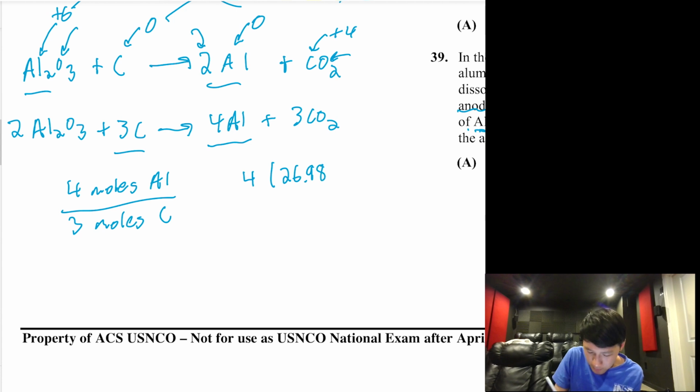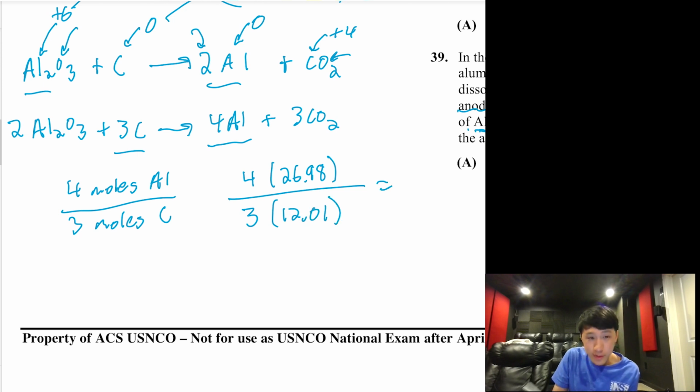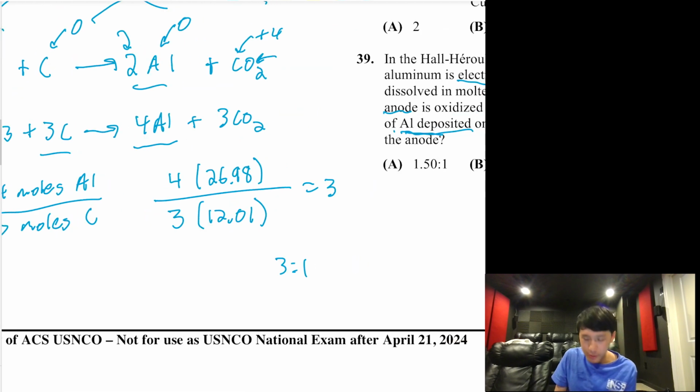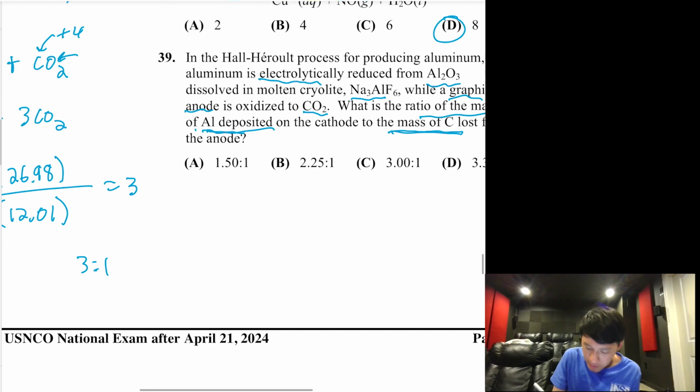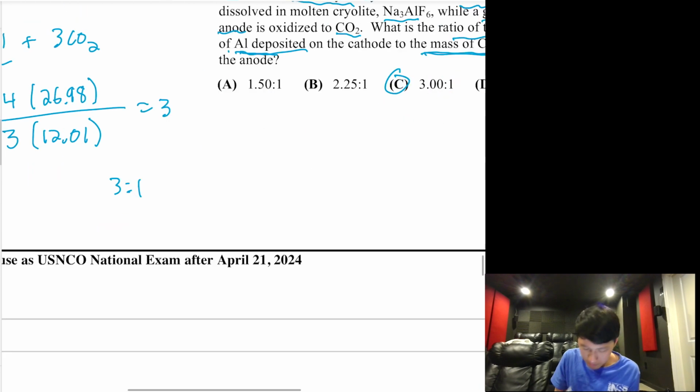26.98 grams per mole of aluminum. And then that's going to be divided by the 3 moles of carbon times the 12.01 grams per mole. And then when you compute this ratio, you get approximately 3. And so we have a 3-to-1 ratio of aluminum mass produced to carbon mass used up, and therefore C is our correct answer. Problem 40.